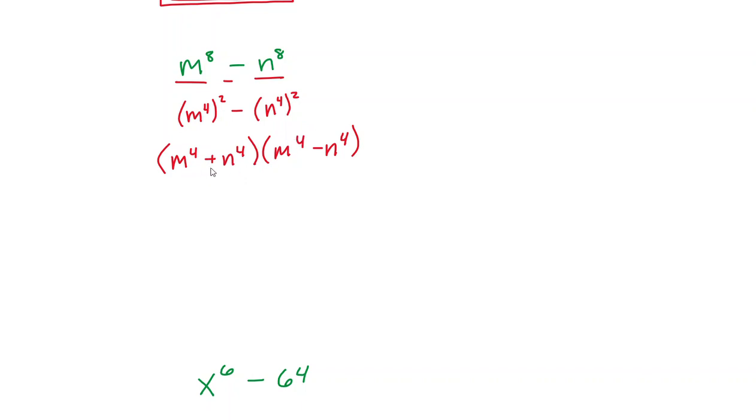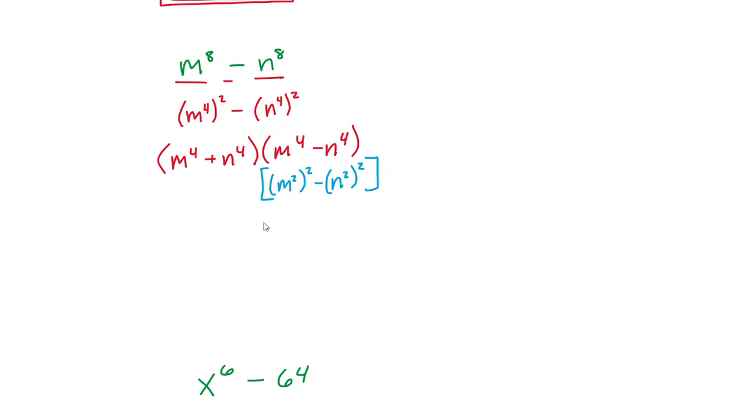Well, m to the 4th plus n to the 4th, those are not a sum of cubes. Again, it's not m to the 3rd power, n to the 3rd power. So we don't have any formula for factoring m to the fourth plus n to the fourth. But m to the fourth minus n to the fourth might be a difference of squares if we recognize that m to the fourth is really m squared squared, and n to the fourth is really n squared squared as well. And if we can recognize that, then we can factor that one.